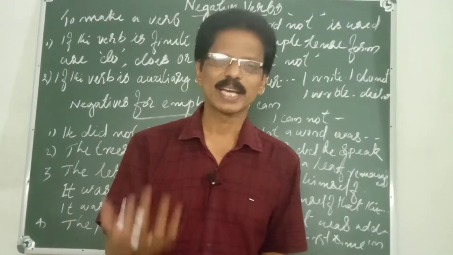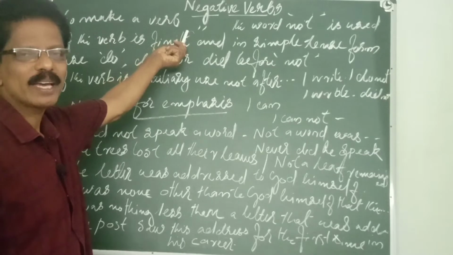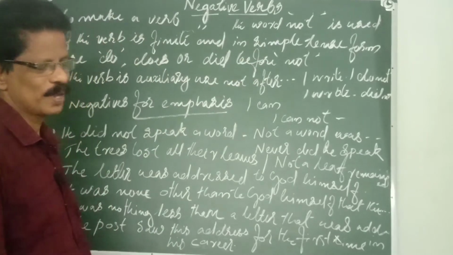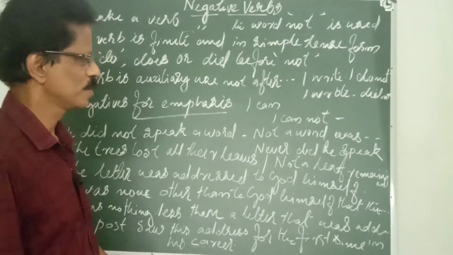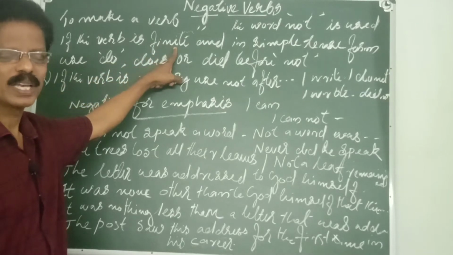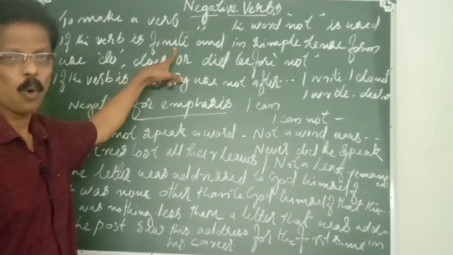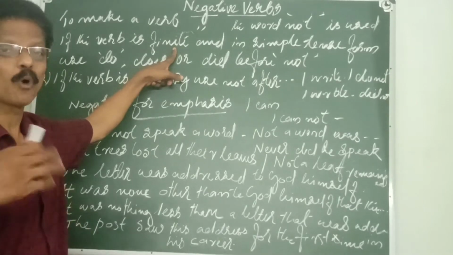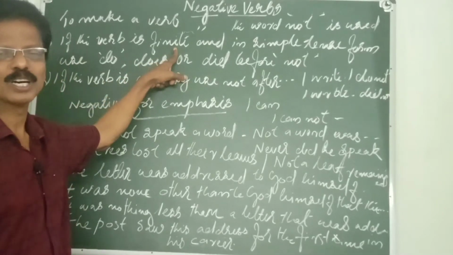So in order to make a verb negative, the word not is used. And there are some rules. If the verb is finite, finite means a regular verb, which means having V1, V2, V3: go, went, gone; eat, ate, eaten; drink, drank, drunk. They have three forms. Such verbs are known as finite verbs or regular verbs.